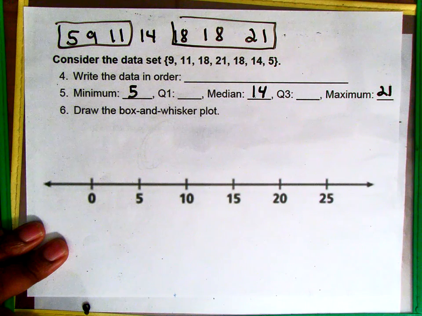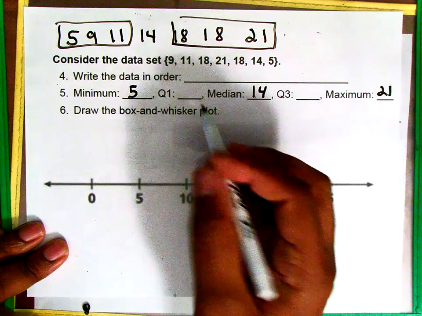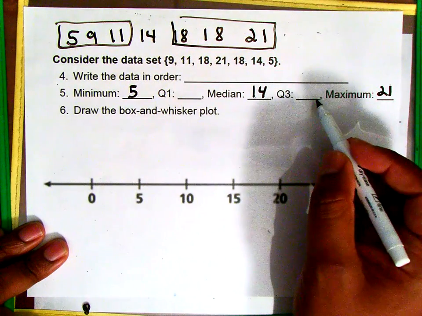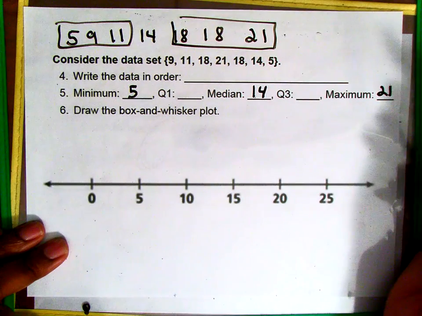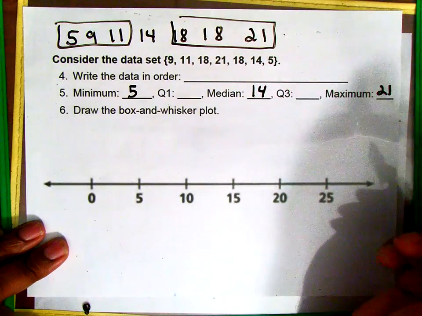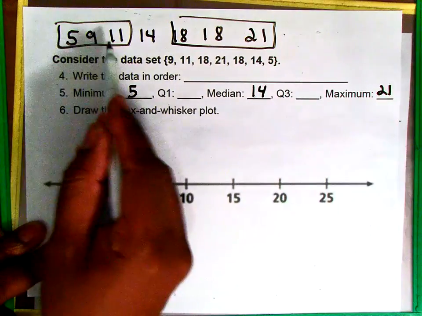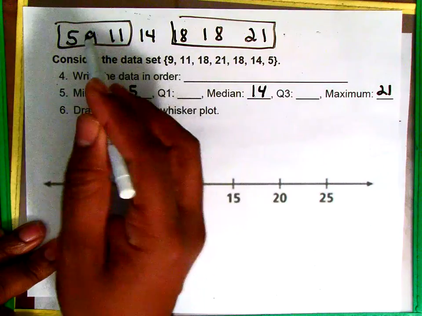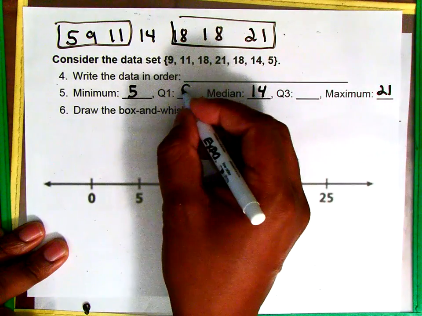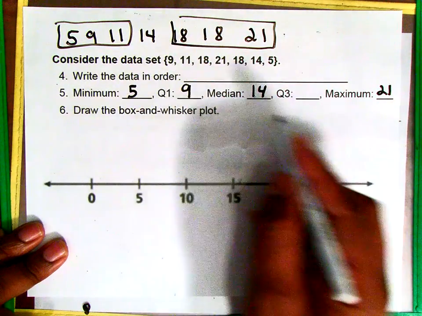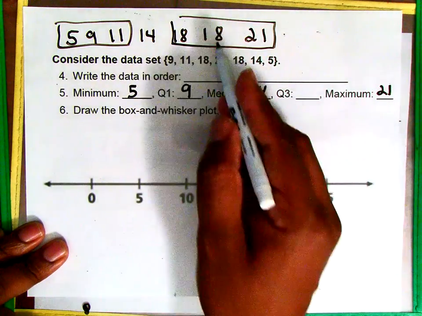Okay, so the next thing I'm going to do is find my quartile 1 and quartile 3. Well, what is the quartile 1 and quartile 3? Well, really, it's the median of each one of these halves. So on this half here, I've got 3 numbers, and the median here is going to be 9. And over here on the right, the median is 18.